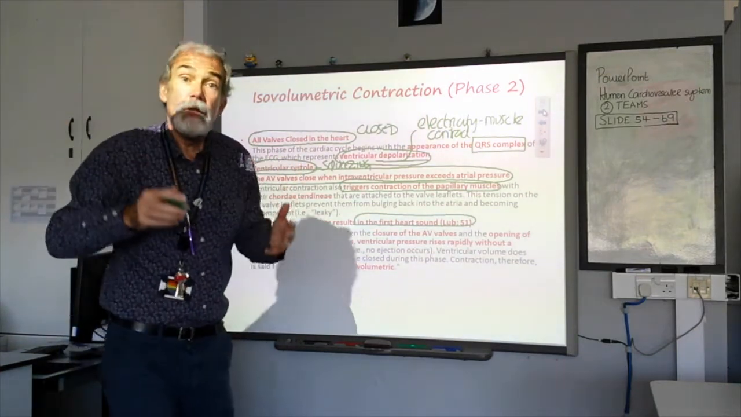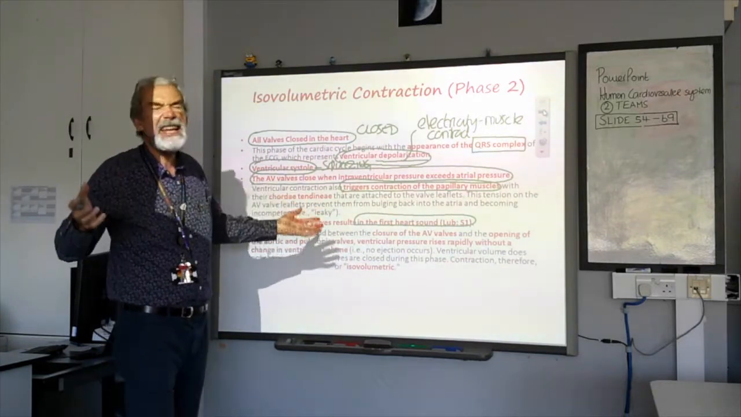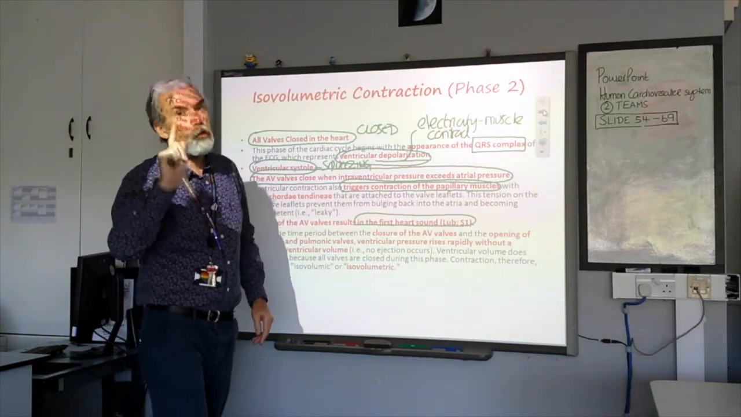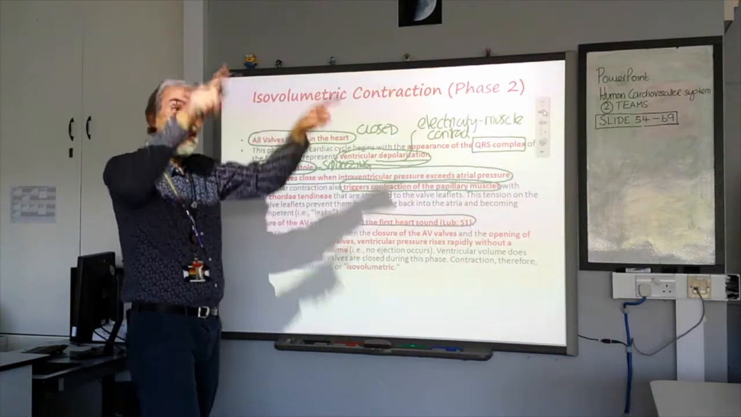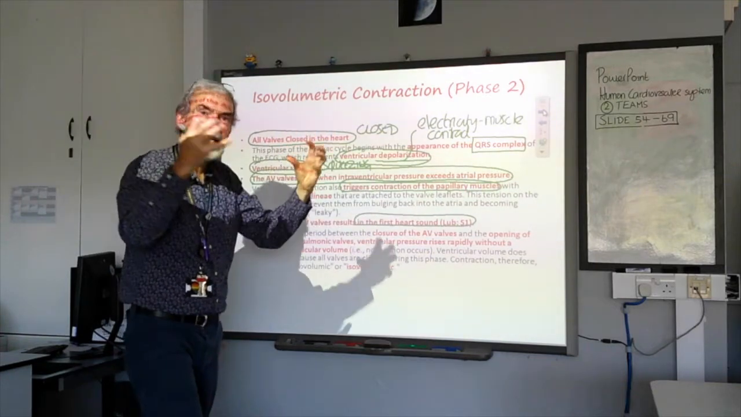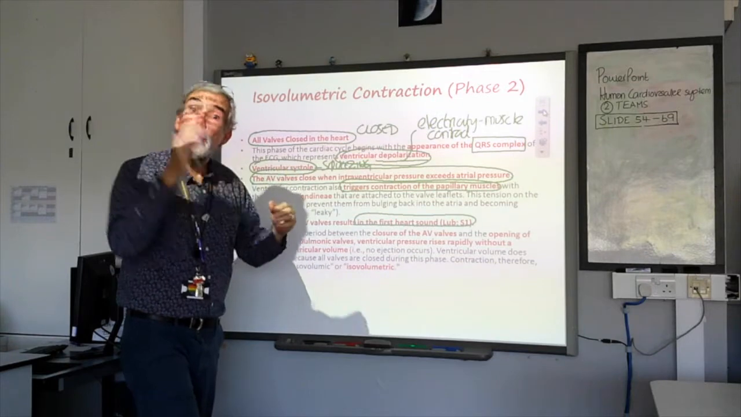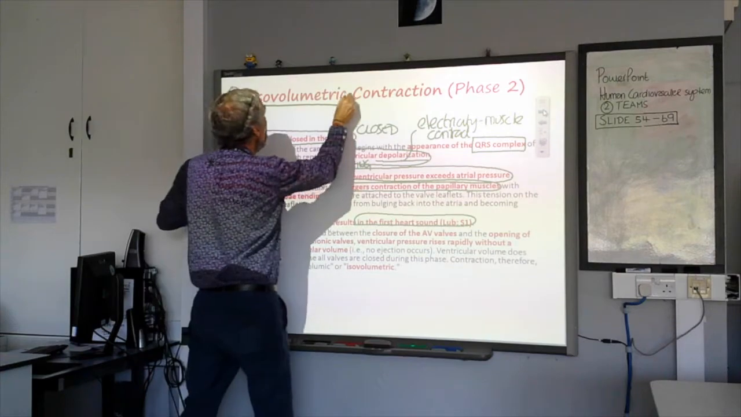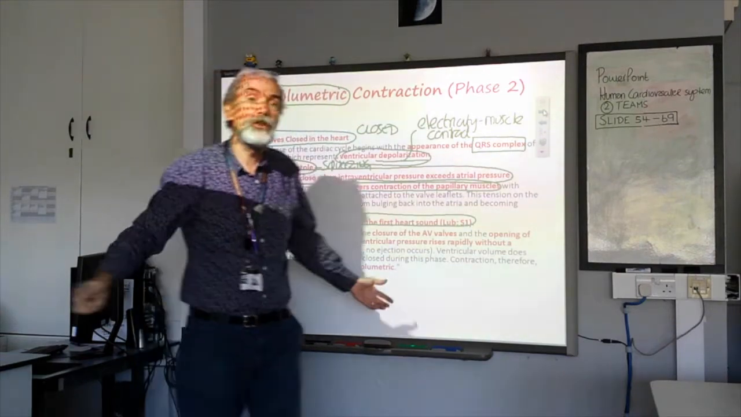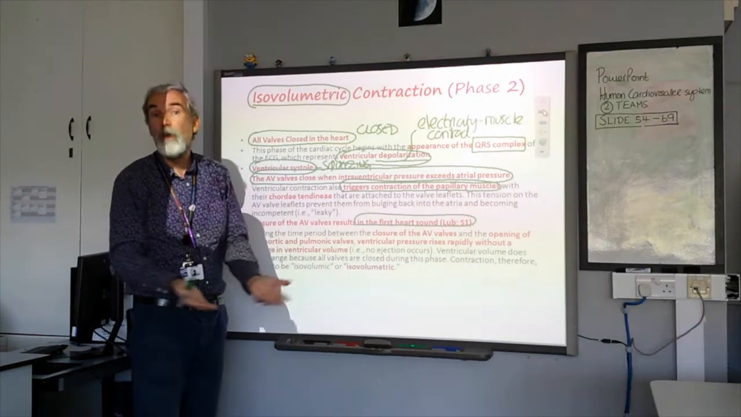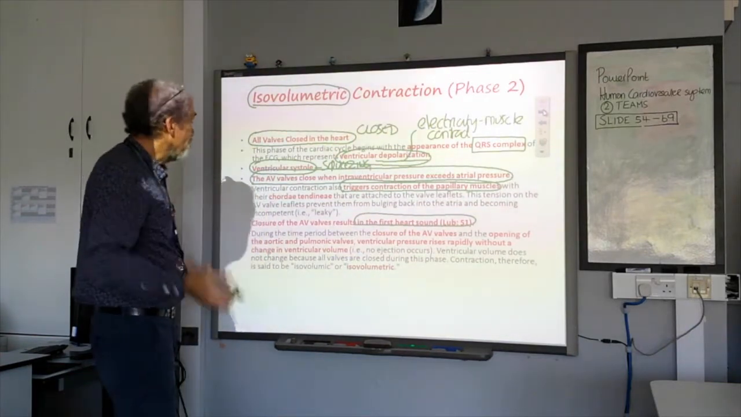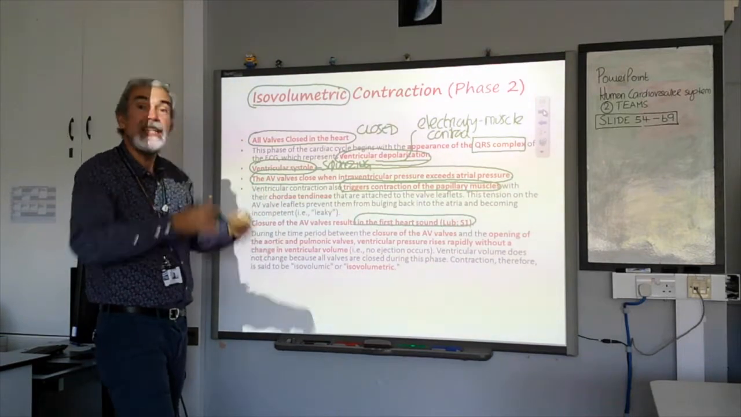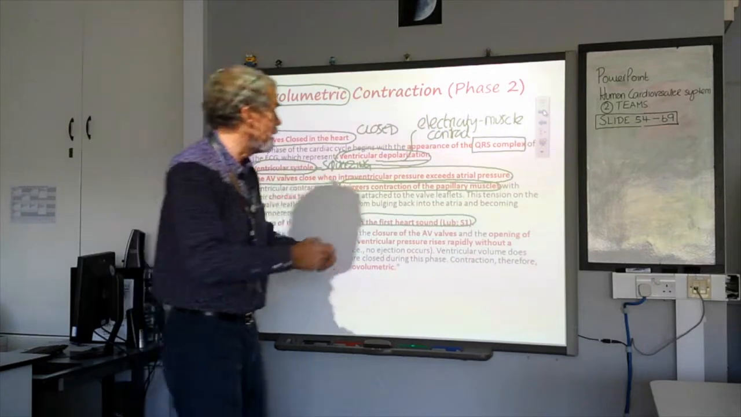So now, all of a sudden, we've got all the valves closed. The pressure in the ventricles is going through the roof, but there's no change in the volume. The volume of blood that's gone in remains the same, but the ventricles are squeezing and squeezing and squeezing, but there's no change in volume, which is why we call it isovolumetric. In other words, pressure in the ventricles is going up, but there's no change in the volume in the ventricles. So we've got this massive increase in pressure, but with no change in the volume. And that pressure is rising and rising and rising.